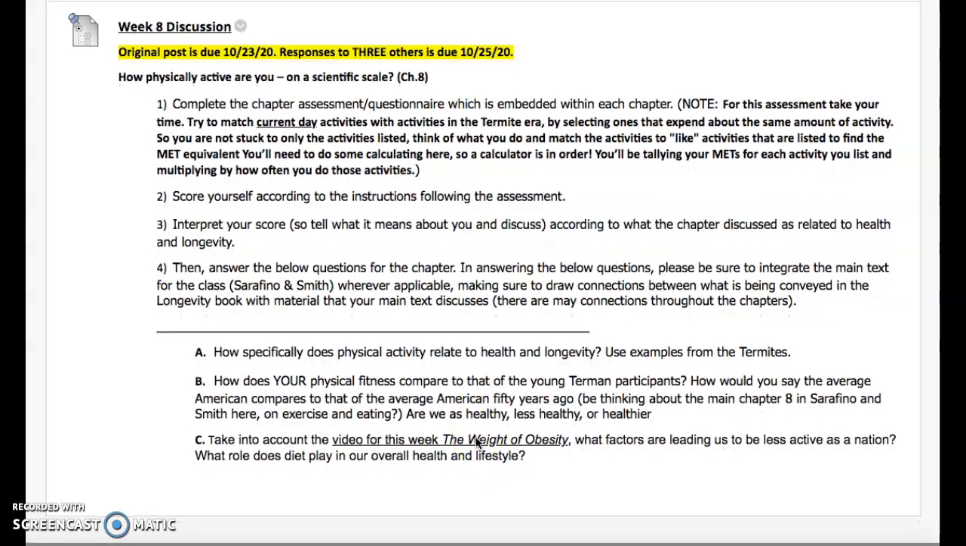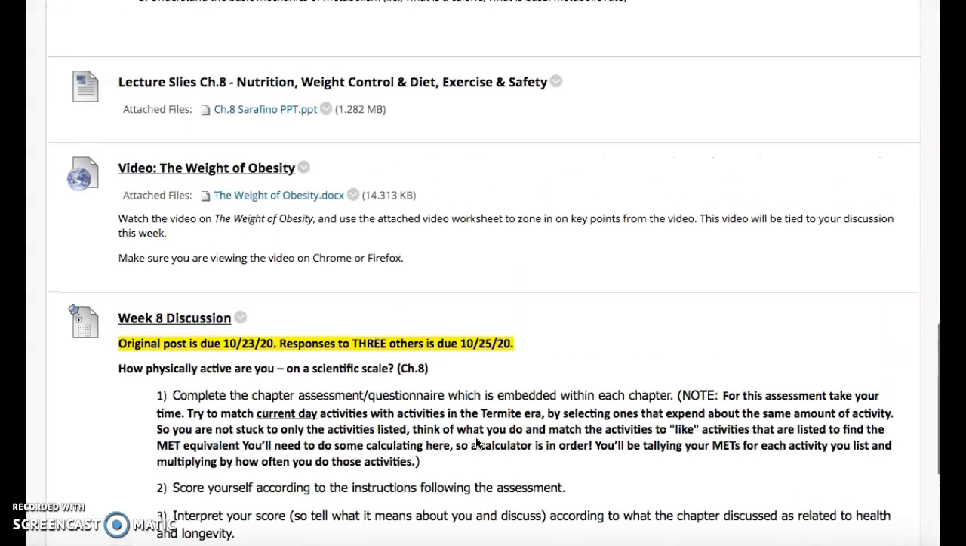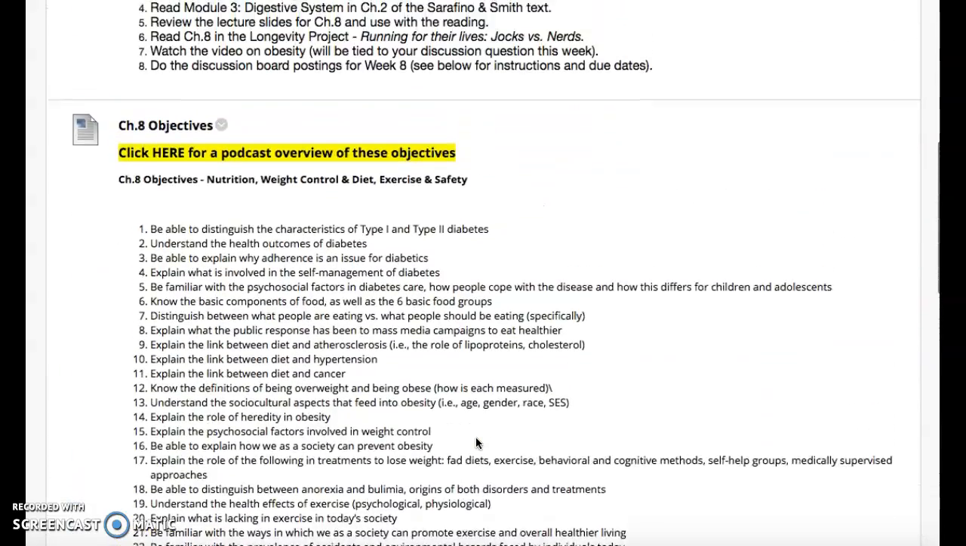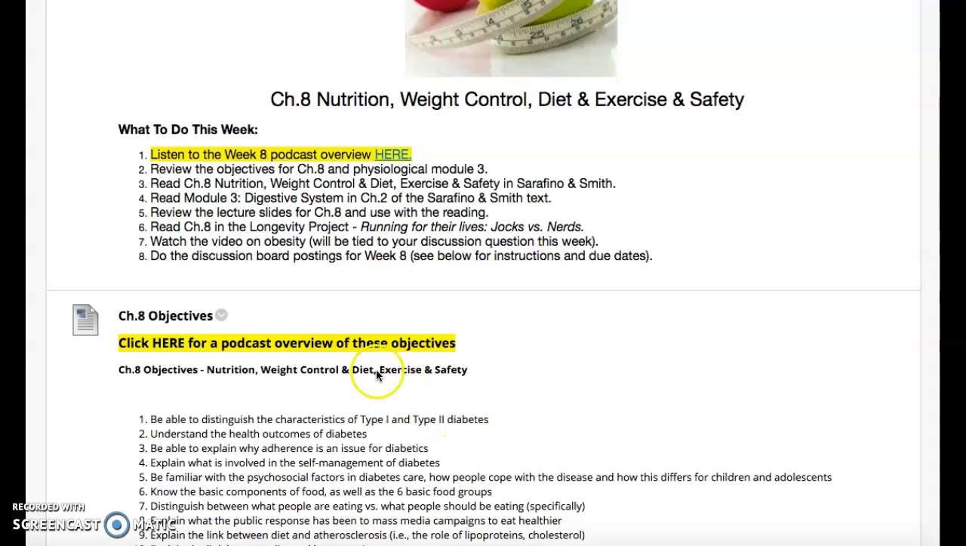So that is your discussion. There is no test this week. And so that wraps it up. Just make sure you don't miss anything. This is the last module that we're covering. So after module 3, you'll have worked through all of them.